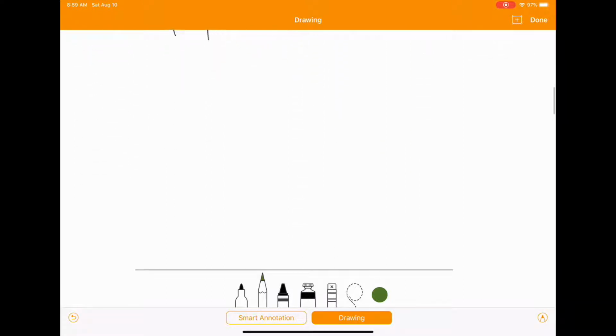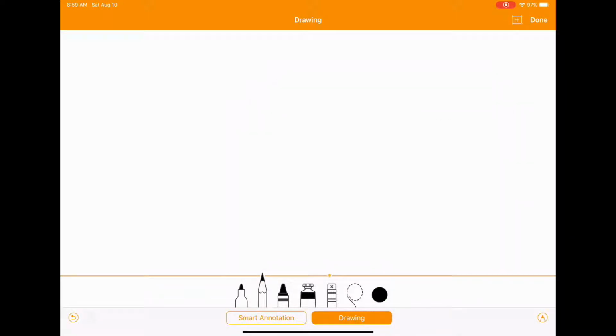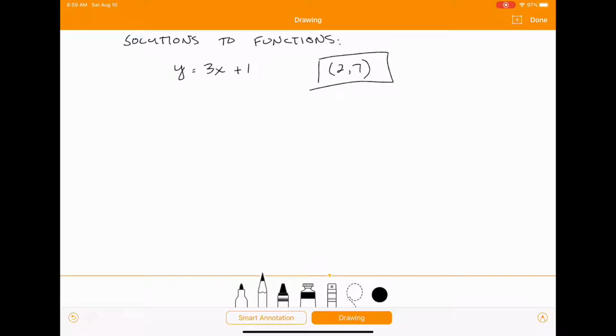All right, so now let's go ahead and take a look at some functions. So let's learn about solutions to functions. Let's say we have the function y equals 3x plus 1. Now we've got some ordered pair, let's say 2, 7. All right, and we want to know if this is a solution to this function.